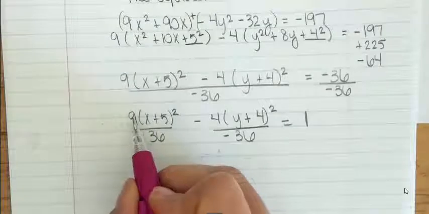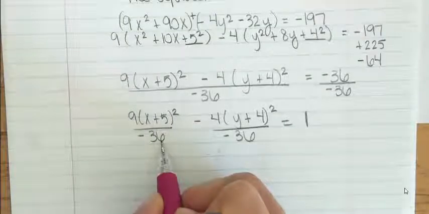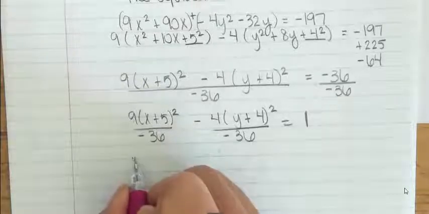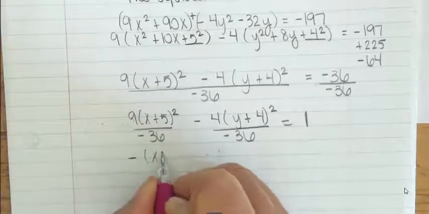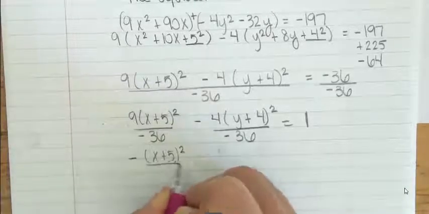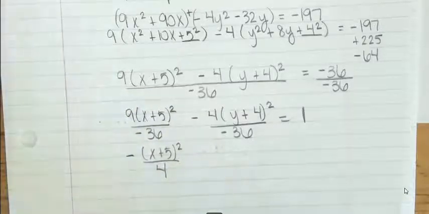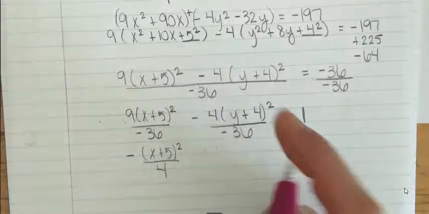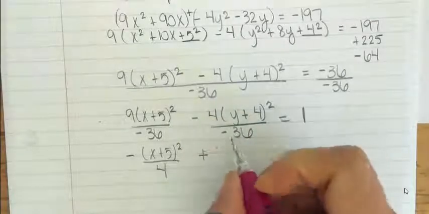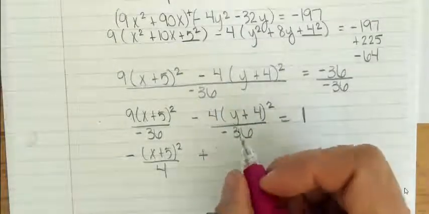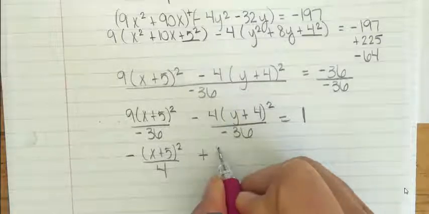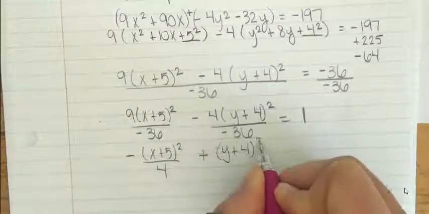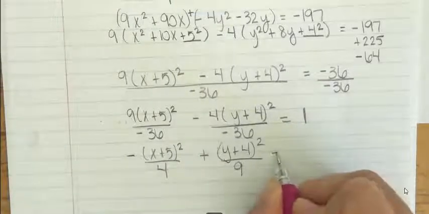So now simplifying, 9 goes into 36 4 times, and now this whole term has become negative. So it's really negative x plus 5 squared over 4. And this whole term becomes positive, and this reduces to 9. So plus y plus 4 squared over 9 equals 1.